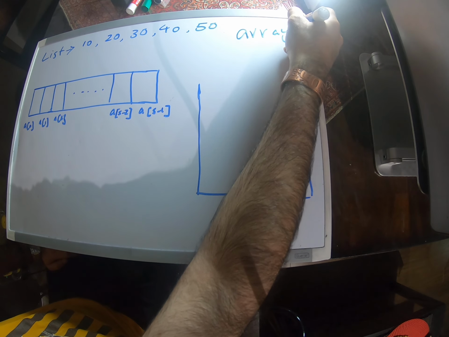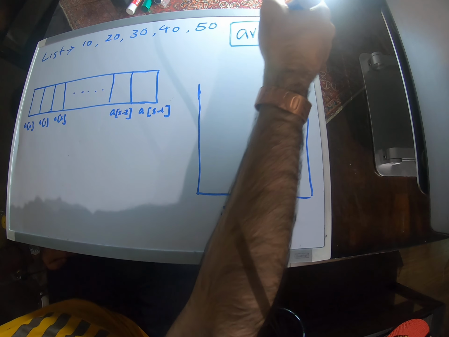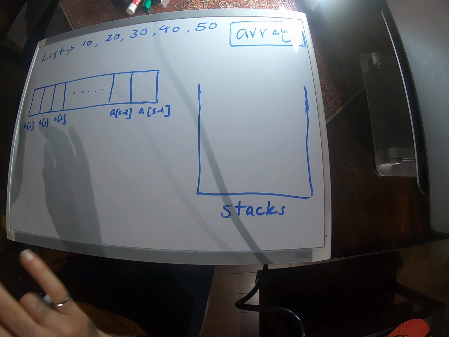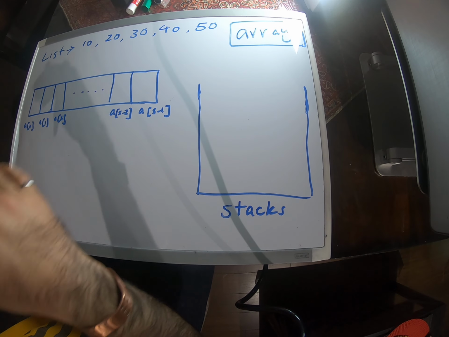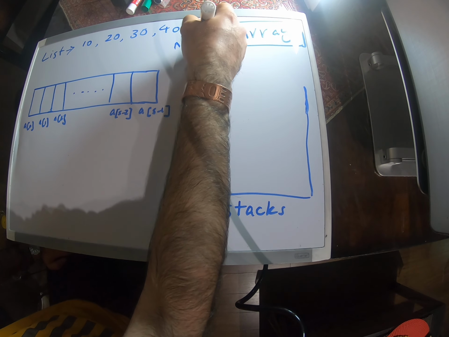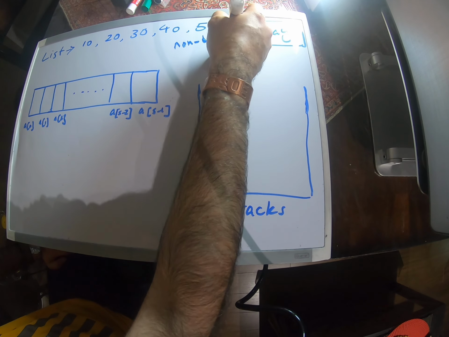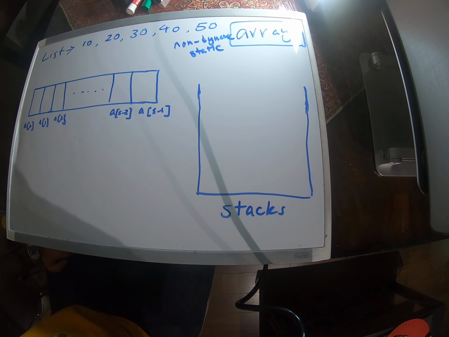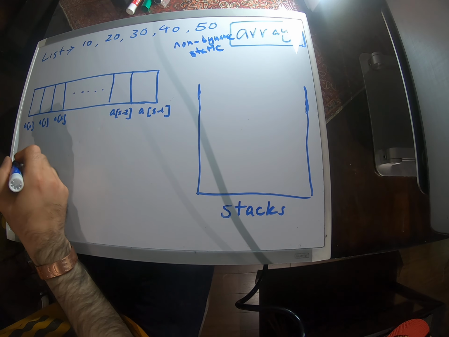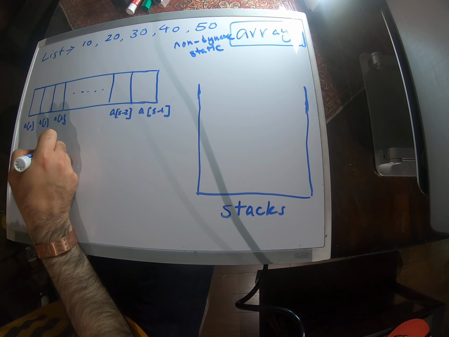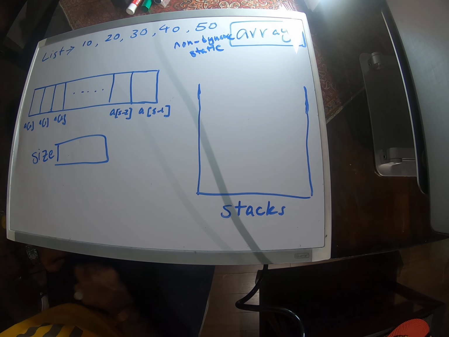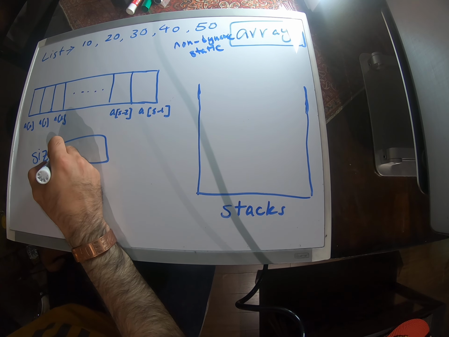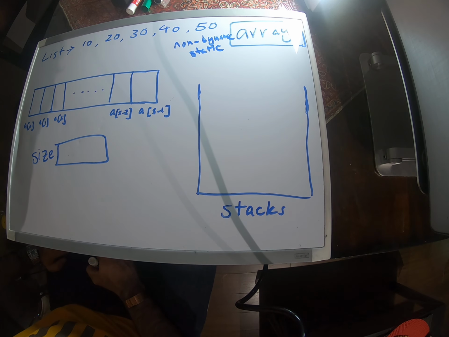In this example, I'm just going to assume that we have a non-dynamic or static array, which means that the size is constant. First of all, we have a variable that stores the size of our array, whatever it is. We want to make sure that our array is big enough to store all the values that we want to store in it.